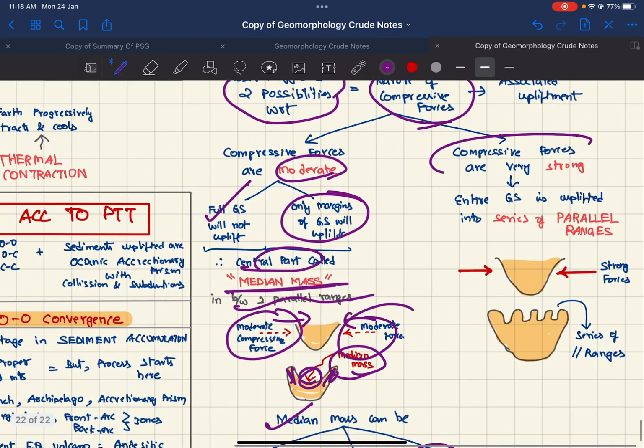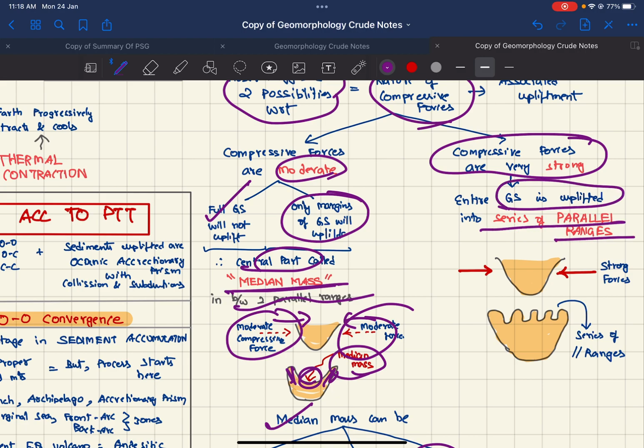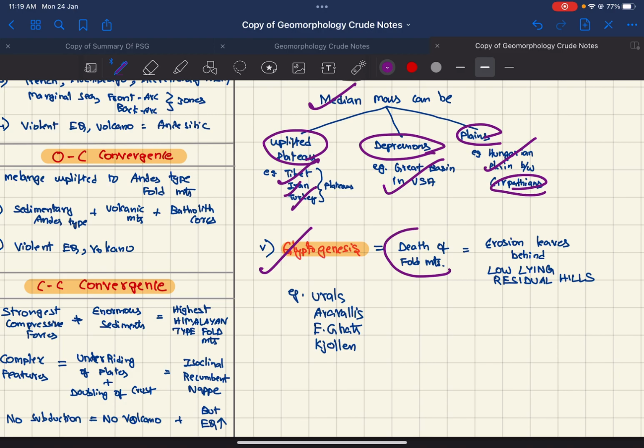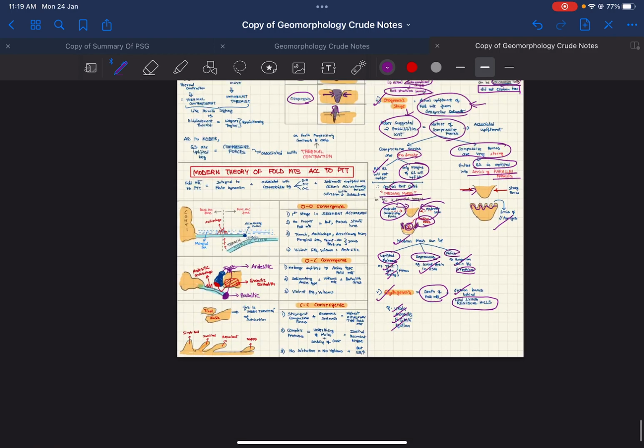But if the compressive forces are very strong, the entire geosyncline will be uplifted and a series of parallel ranges will be formed. The forces are strong, therefore the parallel ranges are formed here. So these are the two possibilities. And the last stage is glyptogenesis, which is basically the death of the fold mountains. So the erosion leaves behind only low-lying residual hills. Examples are Urals, Aravallis, Eastern Ghats, and Jura Mountains.